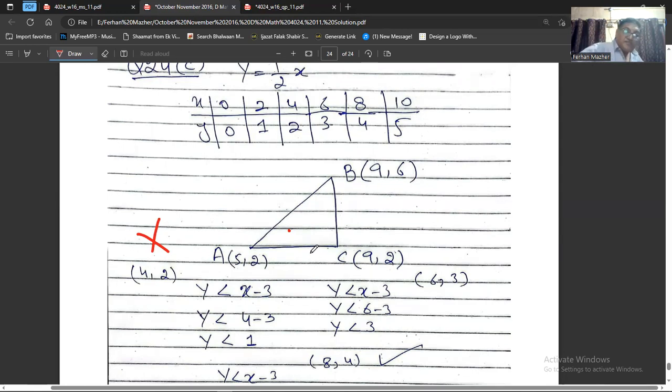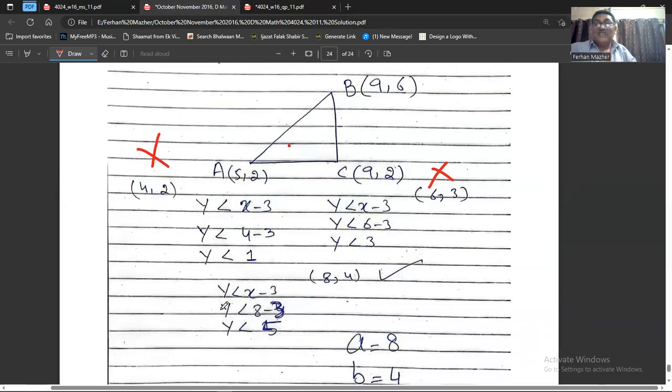Let's check if this is below this line or not. I will take that inequality. This inequality was y less than x minus 3. So I put this x value, 6 minus 3, that's 3. So the y should be less than 3. Is this less than 3? No, this is not less than 3. So the point is outside this triangle.